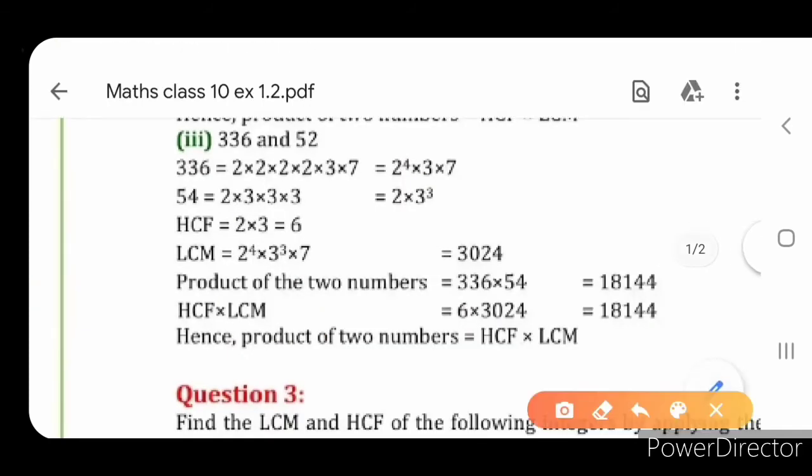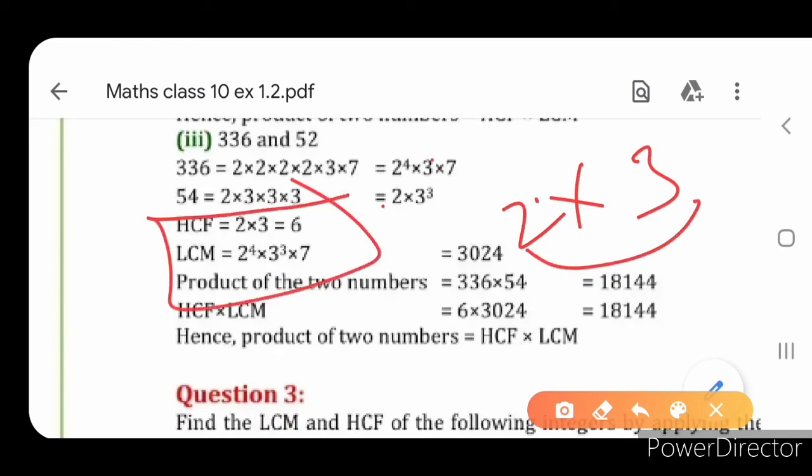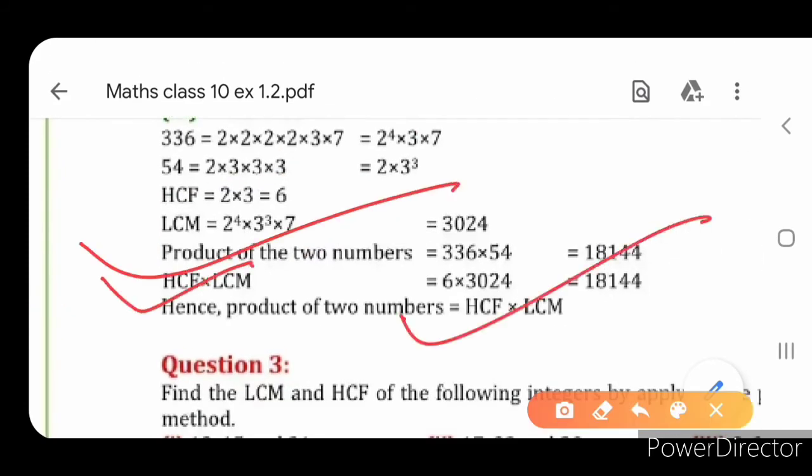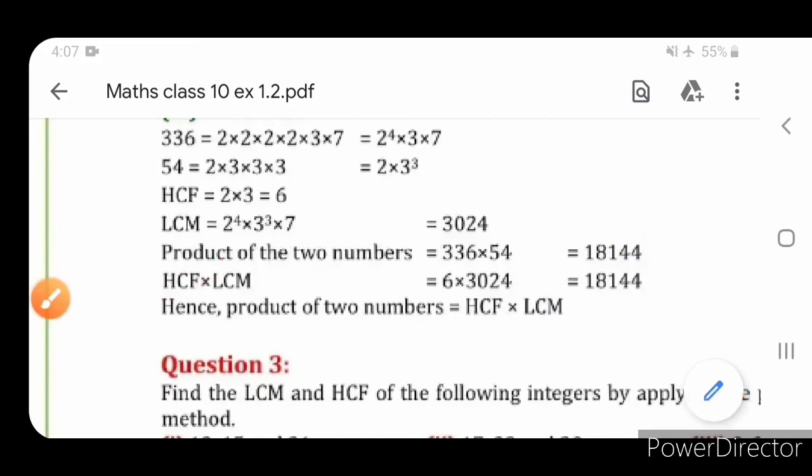Now HCF. During the calculation of HCF, we have to take common base and minimum power. So your common bases are what? 2 and 3, and the minimum power of 2 is 1, and of 3 is also 1 here. So 2 into 3 is 6. So HCF will be 6. Now we again verify that the product of two numbers is equal to HCF into LCM, and hence the answer. Okay. In this way we can solve each and every question.